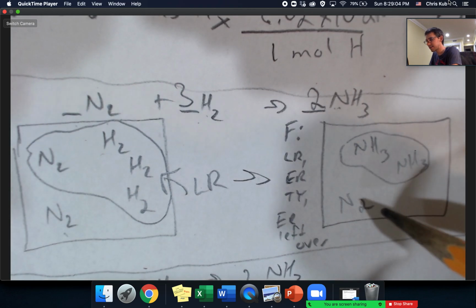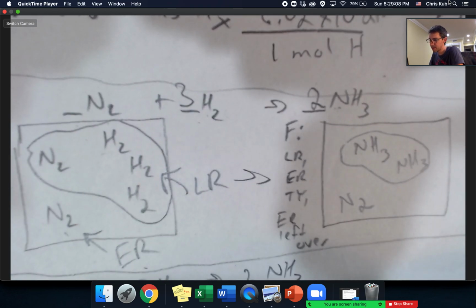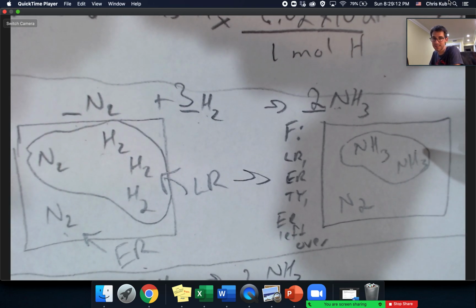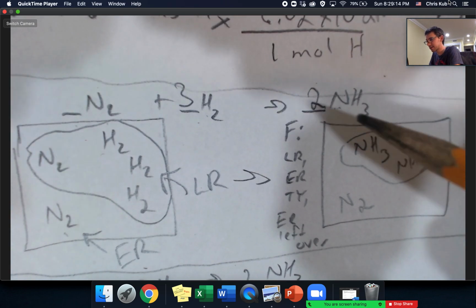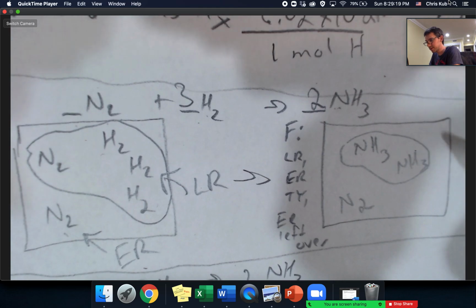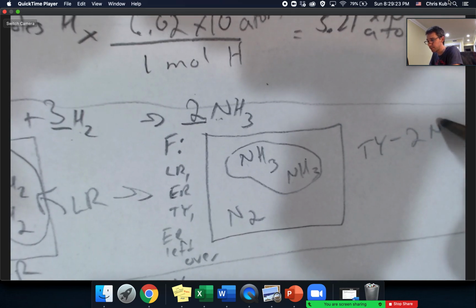The excess reactant is the one left over. That is nitrogen in this case. Our theoretical yield is the amount of product that we can expect to get. We can expect, if all this reacts perfectly with itself, we'll get 2 ammonias. So the theoretical yield is 2 ammonia molecules.